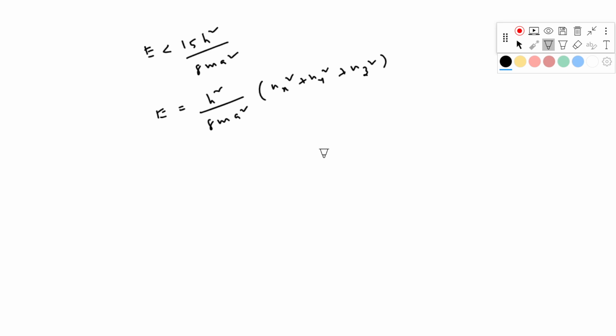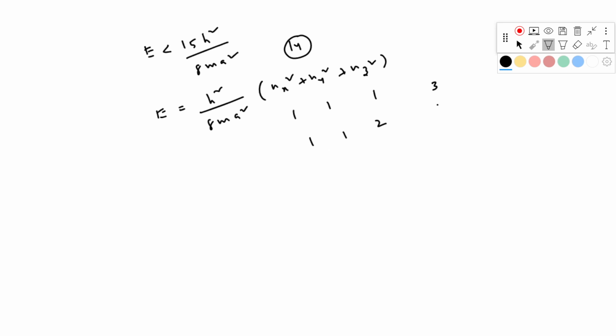So E less than 15 means up to 14 you can go. So in place of nx, ny, nz, first of all I can put 1 1 1, right? If I put 1 1 1 here, I will get the energy as 3 h square by 8 m a square. Next, if I put 1 1 2, again 3 degeneracy: 1 1 2, 1 2 1, 2 1 1. Okay, you can put anything here.